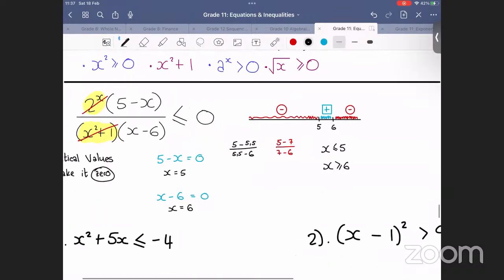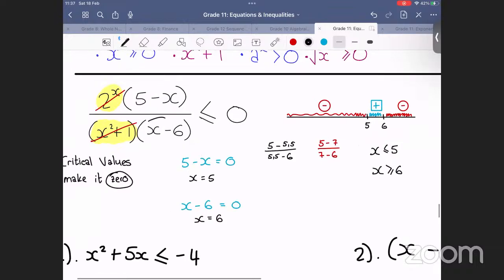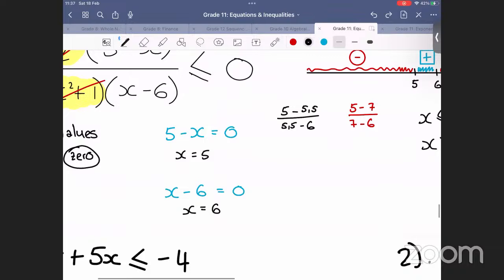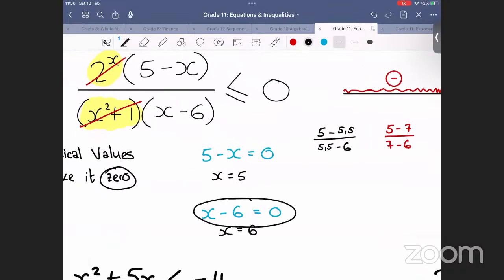We cannot include 6 because x minus 6 is within the denominator. Remember I said x minus 6 is equal to 0. I asked which value for x makes this 0, and this is the denominator. And I cannot have the denominator being equal to 0 because that would make this undefined. So therefore, I would have to exclude 6. 6 is my critical value.